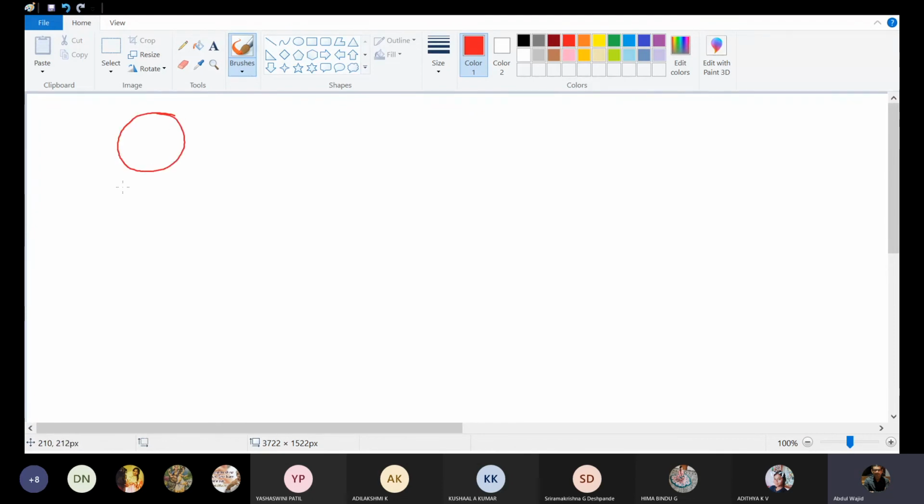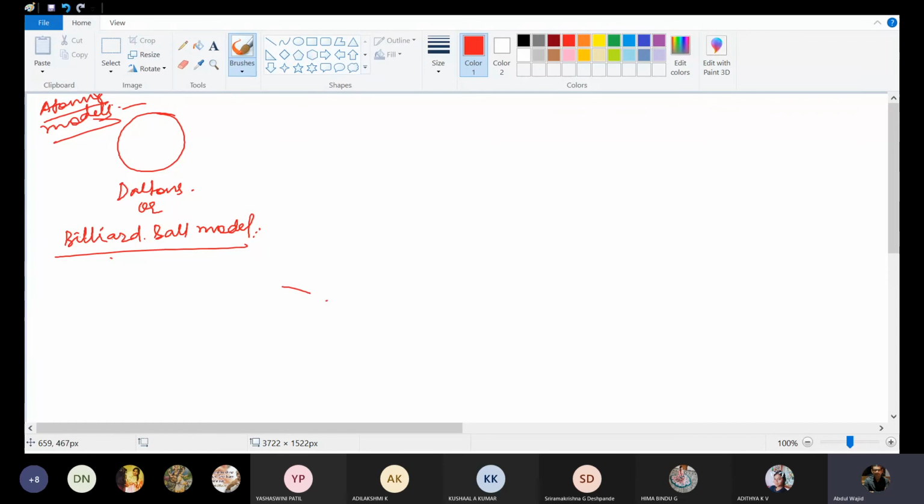This is Dalton's atomic model. I am talking here about various atomic models. It is also known as the billiard ball model. There I said only Dalton's atomic model, but it is also known as the billiard ball model. Now see the next one.